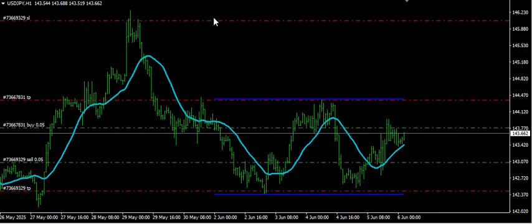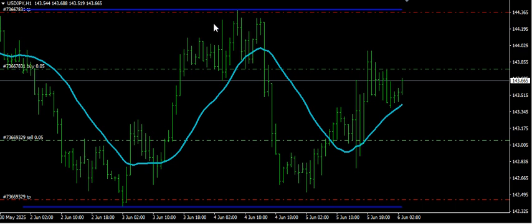Because of that support resistance, your activities are inside this support resistance. That is where your own activity is.